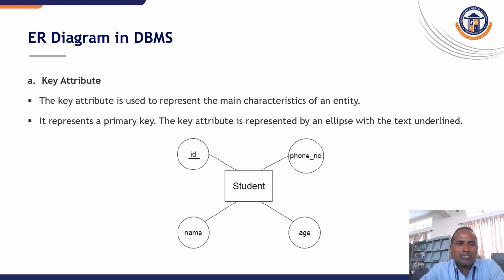The first attribute is the key attribute. Here in this diagram, ID is called the key attribute. Based upon this ID, we can easily identify the values of the particular entity, that is student. A key attribute is used to represent the main characteristics of an entity. It represents a primary key in your table. The key attribute is represented by an ellipse with the text underlined. This is the first type of attribute, the key attribute.